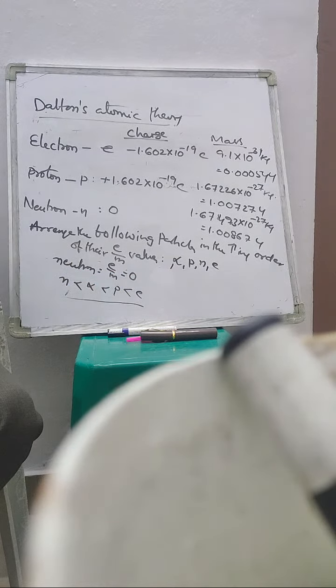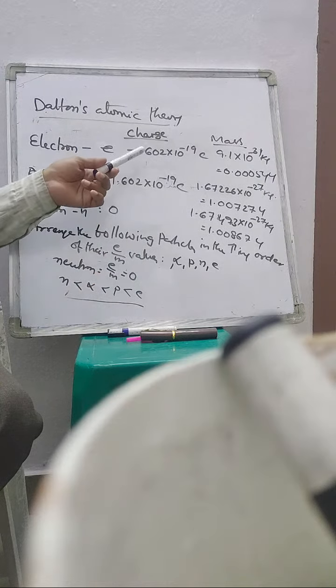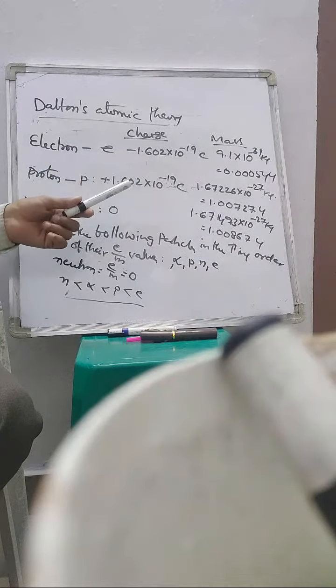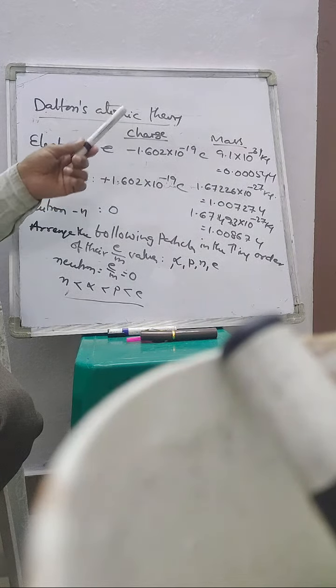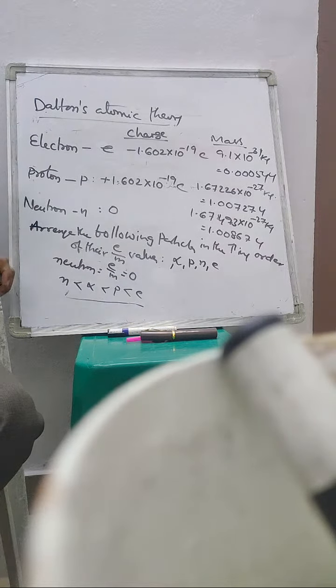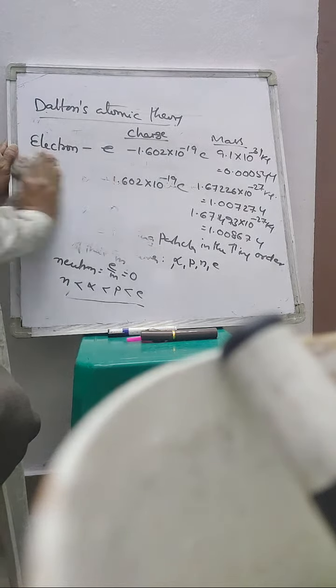There may be a question asked like this: which of the following order is correct or incorrect? Here the neutron has the E by M value of 0, followed by the alpha particle. The highest E by M value is for electron, as its charge is 1.602 into 10 to the power of minus 19, and its mass is almost 1813 times lower than the mass of the proton. So on subatomic particles, questions may come like this.